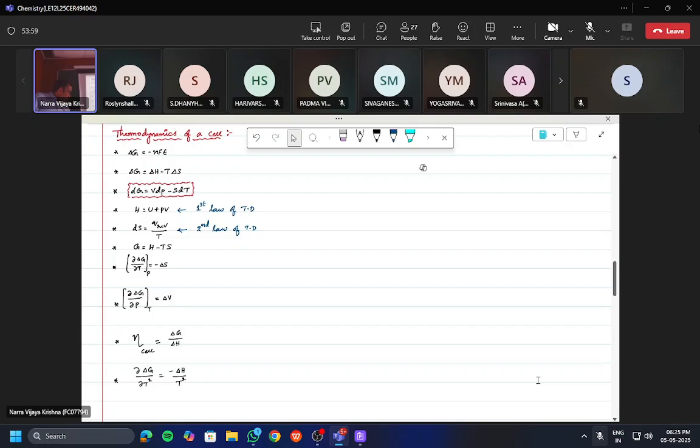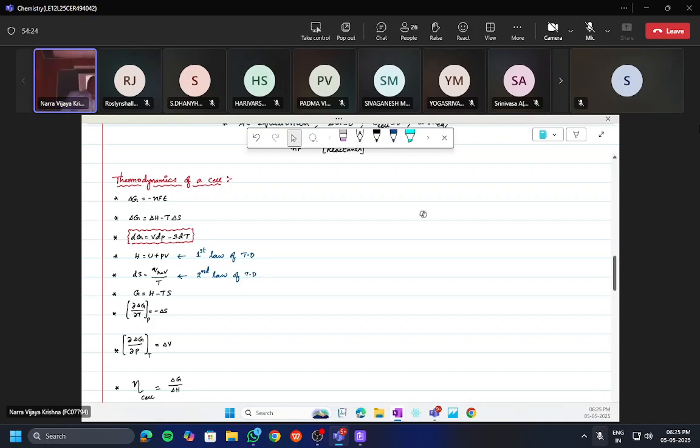Every equation has delta G or not? Observe. Most of the equations have delta G. Already you know delta G equal to minus NFE. Whatever the equation they have given, in that equation instead of delta G, if I substitute minus NFE, we get a relation between thermodynamics and EMF of a cell. Clear? Any questions in it?